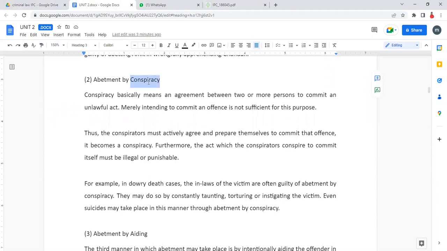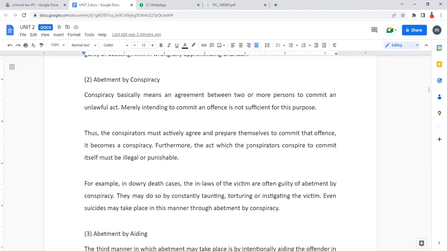Abetment may be by way of conspiracy as well. Conspiracy means an agreement between two or more persons to commit an unlawful act. Merely intending to commit an offense is not sufficient for this purpose. When we talk about conspiracy, conspirators must actively agree and prepare themselves to commit that offense. Then only we would consider it as conspiracy.